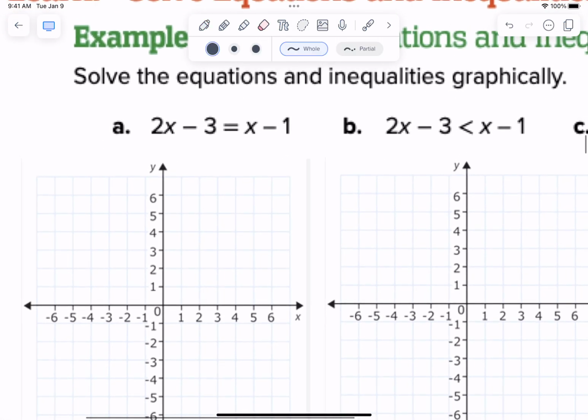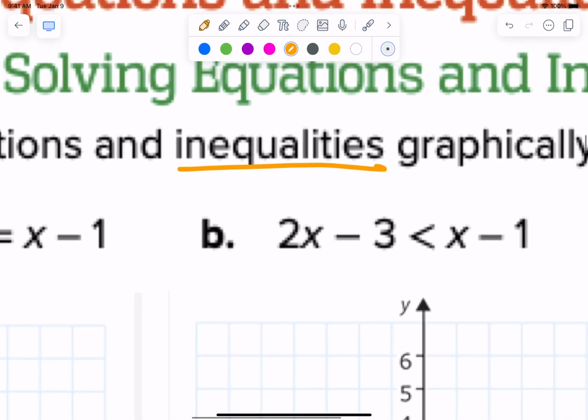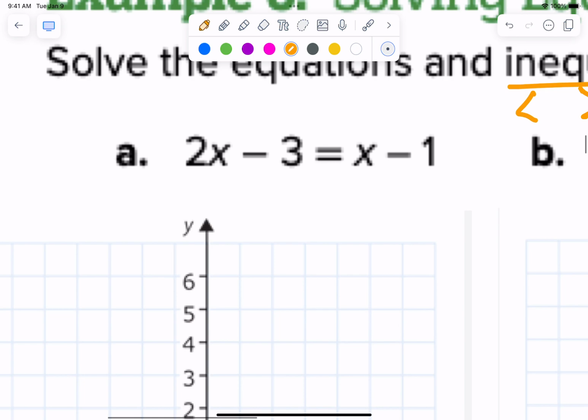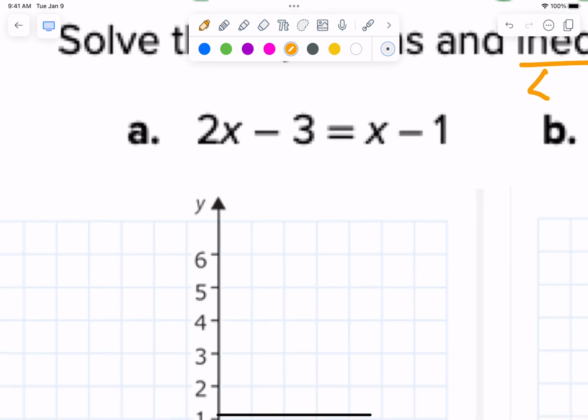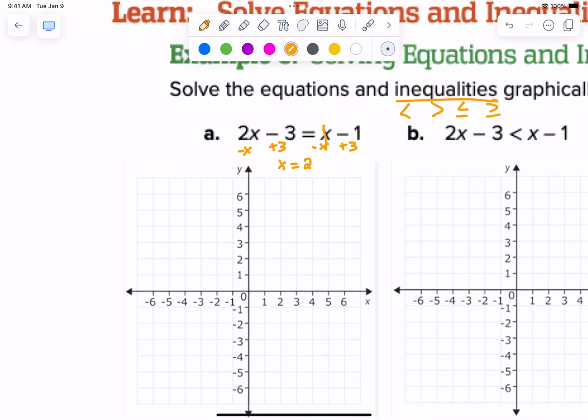All right, now we're switching over to inequalities. What's an inequality? Inequality means not equal. So less than, greater than, less than or equal to, greater than or equal to. We're going to graph these. The first one, we've got to solve for x. Get x by itself. I'm going to subtract this x over here and add the 3 at the same time. So I get x equals 2. This one is an equal sign, so we're not doing an inequality.